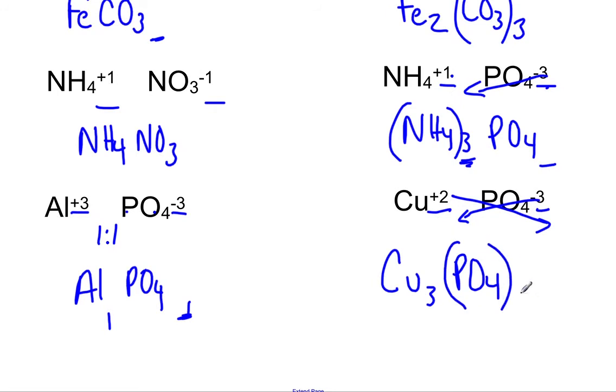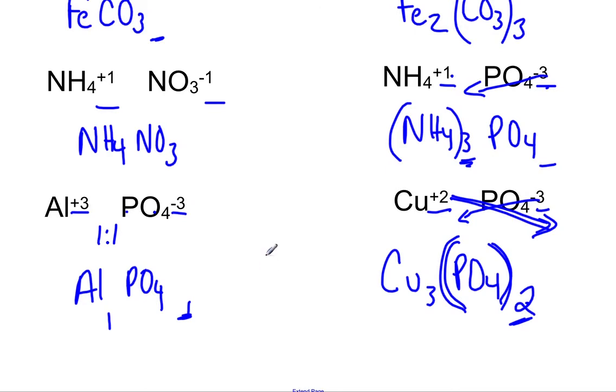PO4 gets put in parentheses because I'm going to write a 2. The 2 from the copper goes down here, so I'm going to put that 2 there. If I write a number after a polyatomic, I have to put it in parentheses. Cu3(PO4)2.